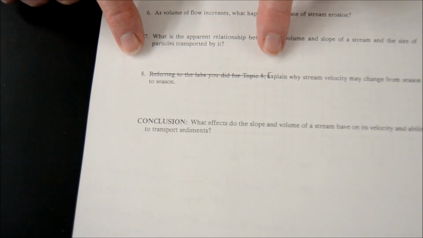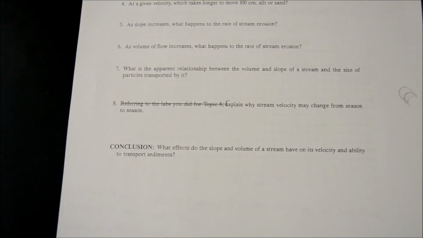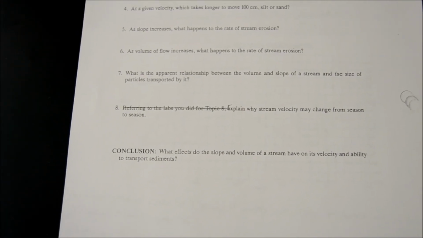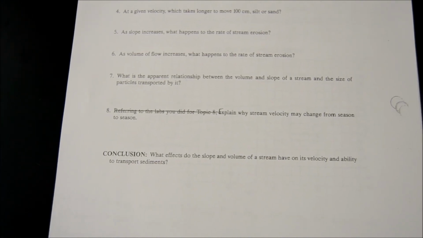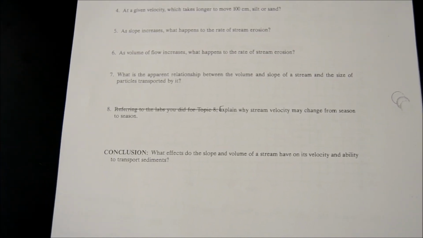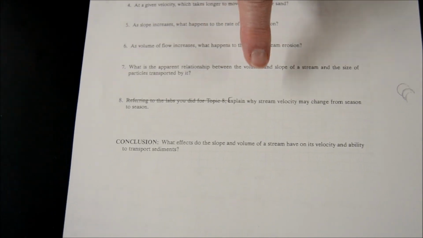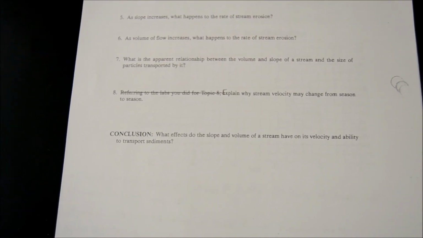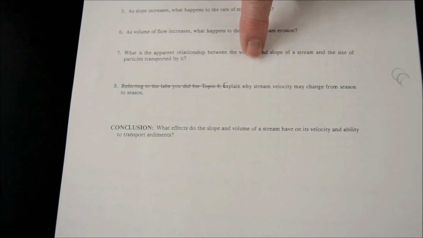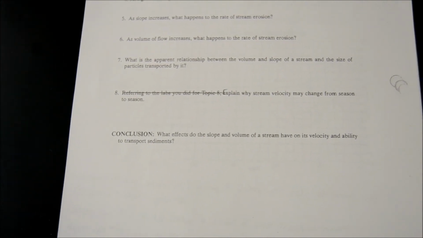Number 8, you're explaining why the stream velocity may change season to season. Think, what do we normally have in the late winter or early spring? What usually happens to that snow? It melts, right? So we have more volume normally. Think higher temperatures, what happens to the rate of evaporation? Walk me through a couple seasons and let me know.